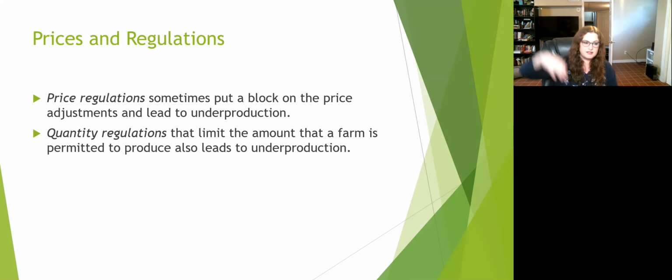It either says that a price has to be this high, so maybe the price of a scrunchie has to be $4 and we can't go less than that, or the price is capped so that you can't go up anymore, and maybe it has to be 10 cents and I can't go any higher. Either way, that's keeping me from getting to the efficient amount of scrunchies, which might be some quantity for $1. So these price regulations put a block on what we can do with prices.